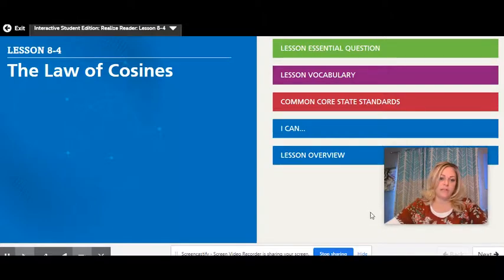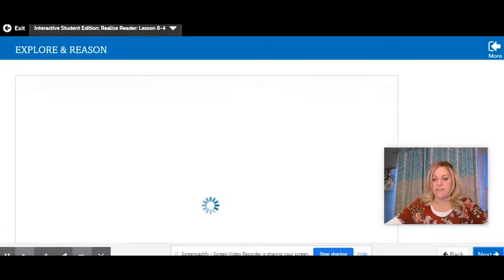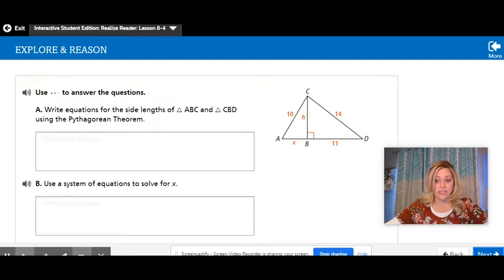Lesson 8.4, the law of cosines. Some teachers choose not to teach this because they teach their students the law of sines. So you need to determine if your teacher is going to require this section or not.